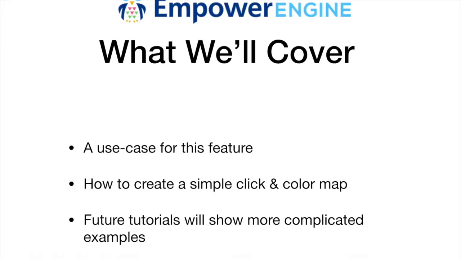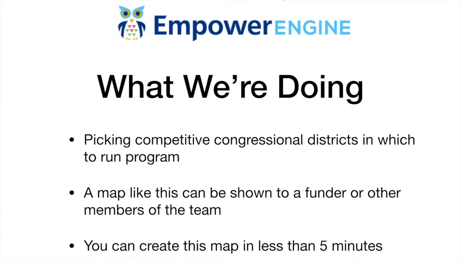In this tutorial, I'll show you an example of when you might want to use this powerful feature, and then how to create a simple click and color map. Click and color maps are an interactive feature designed to replace all those maps you color in on your office wall. In this demo, let's assume I'm working for an advocacy organization that's choosing congressional districts in the state of Colorado in which to run a program.